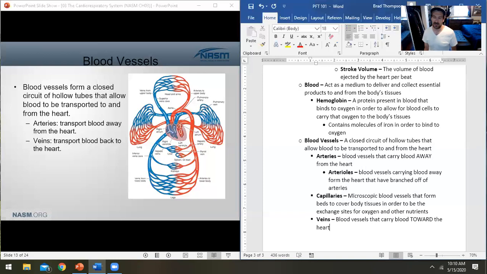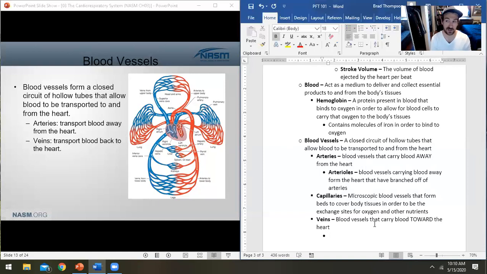Again, a rookie mistake that people sometimes make is they think veins are always deoxygenated. You've got pulmonary veins, right? Blood that is traveling back to the heart, but has a ton of oxygen because it just left the lungs. So don't fall into that trap.